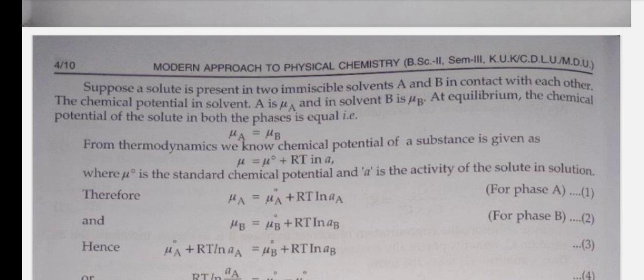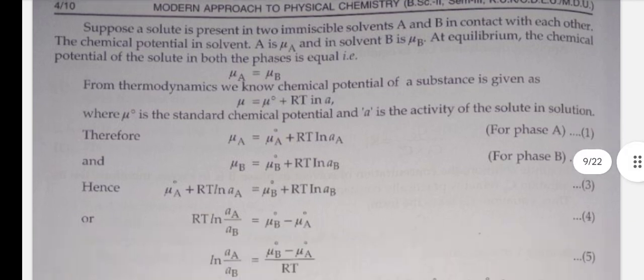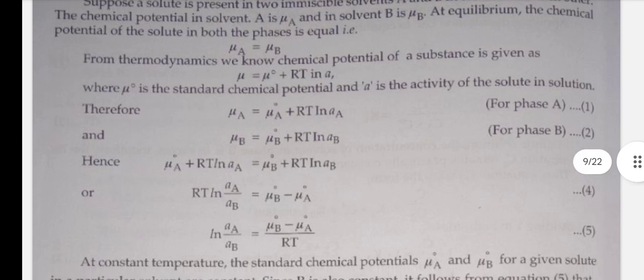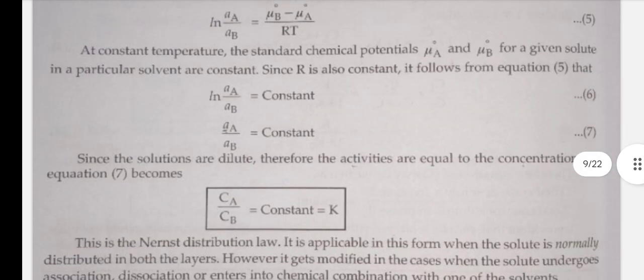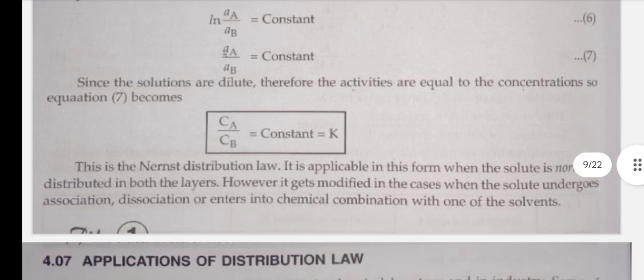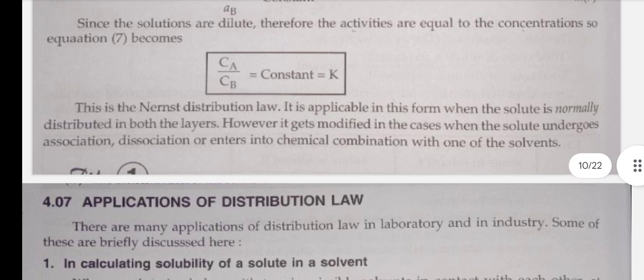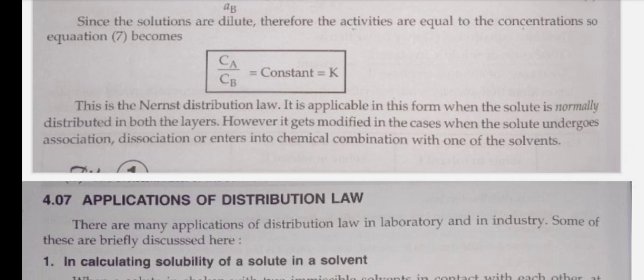From thermodynamics, we know the chemical potential of a substance is given as this, where mu naught is the standard chemical potential and a is the activity of the solute in solution. At constant temperature, the standard chemical potentials mu naught A and mu naught B for a given solute in a particular solvent are constant. Since R is also constant, it follows from equation 5. Since the solutions are dilute, the activities are equal to the concentrations. So equation 7 becomes Ca upon Cb is equal to constant is equal to K. This is the Nernst distribution law. It is applicable in this form when the solute is normally distributed in both the layers.